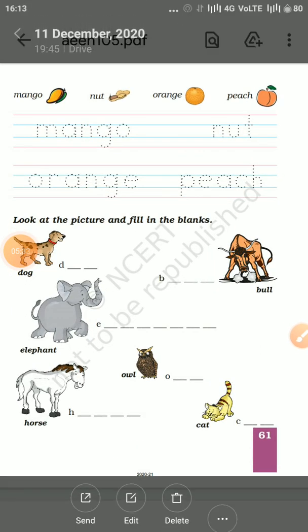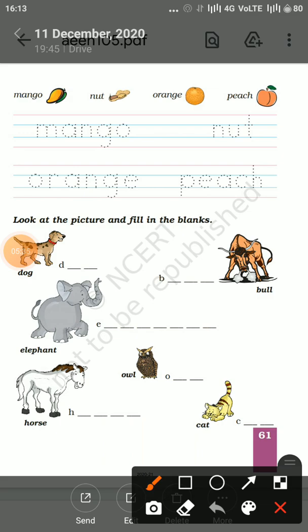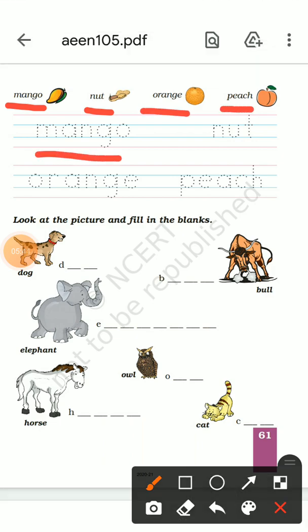Next we have, okay, some words are given. Let's read it. Mango, nut, orange, peach. And again you have to trace all these words here with your pencil. Just join all the dots and do it yourself.